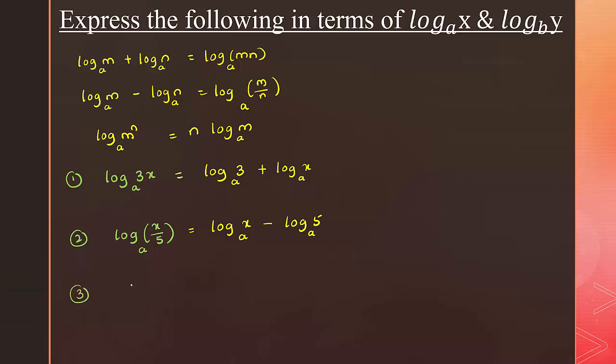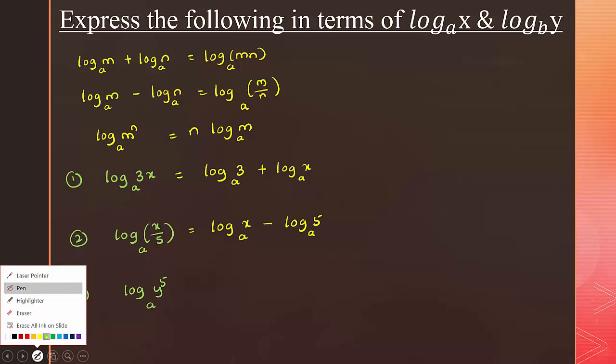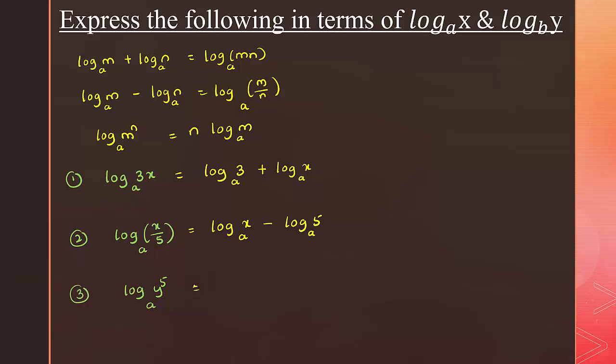Now come to the third problem. The third problem is log y raised to 5 to the base a. Here we can use the third rule, that is the power rule. We can write it as 5 times log y to the base a. Is it clear?